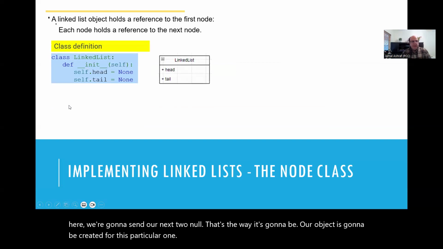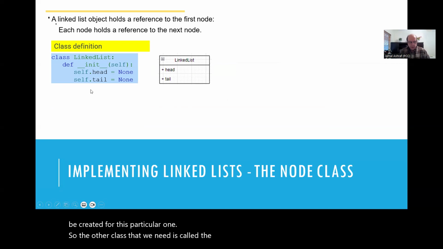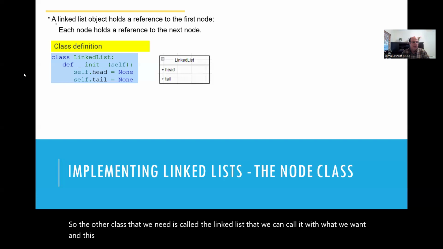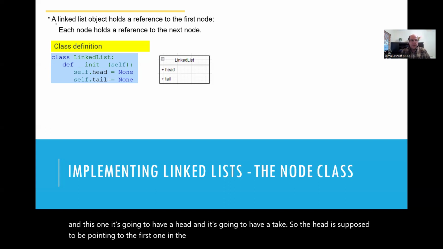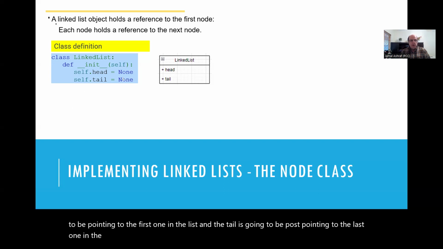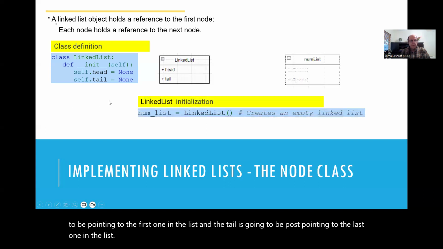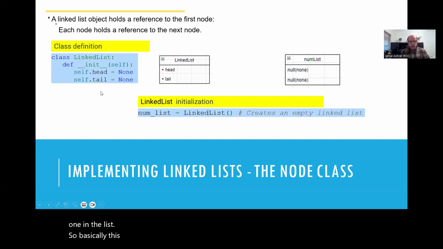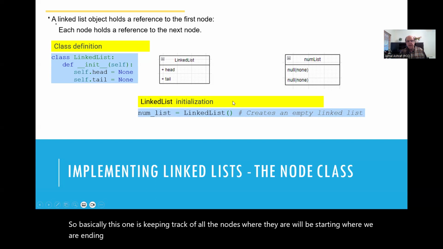So the other class that we need is called a linked list, or we can call it what we want. And this one is going to have a head and a tail. The head is supposed to be pointing to the first one in the list, and the tail is going to be pointing to the last one in the list. So basically, this one is keeping track of all the nodes, where we are starting, where we are ending.